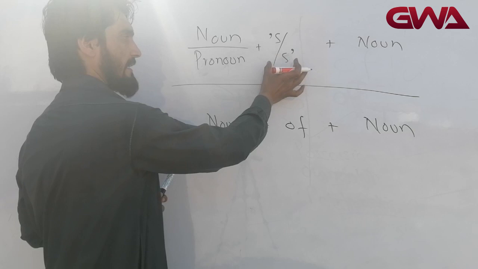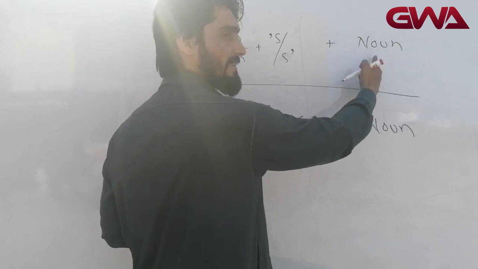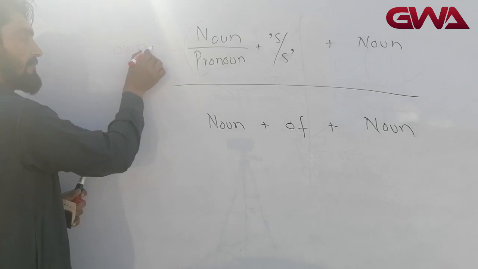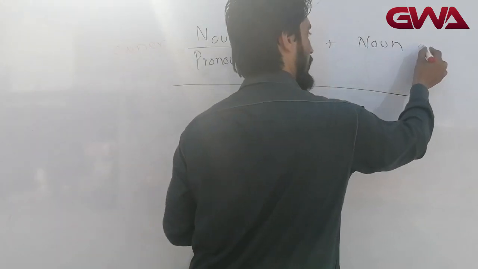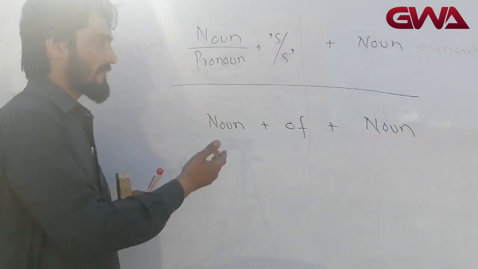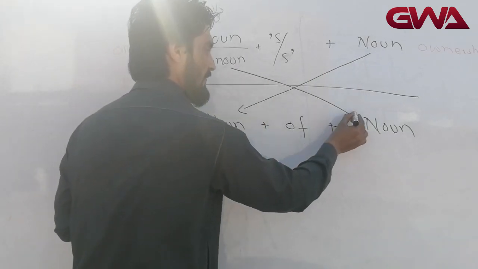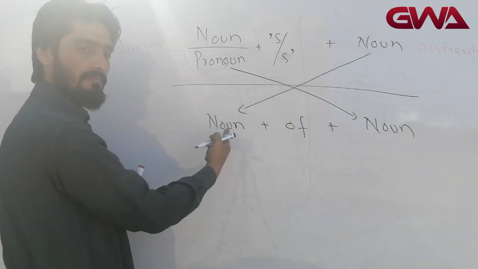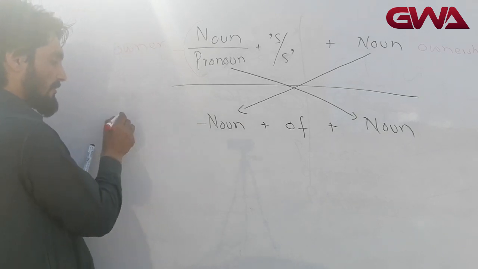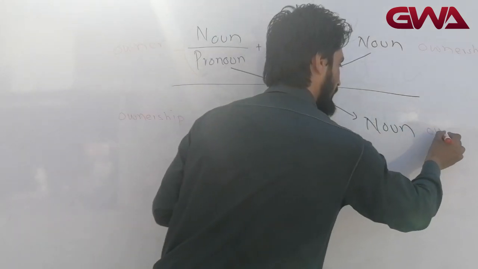We use apostrophe s and s apostrophe with a noun or pronoun, and then they are followed by another noun. This noun or pronoun is the owner, while this noun is the ownership. The same structure can also be written with of, but by changing their position. This noun will come here and this noun will go there. Means this one will become the ownership and this one will become the owner.